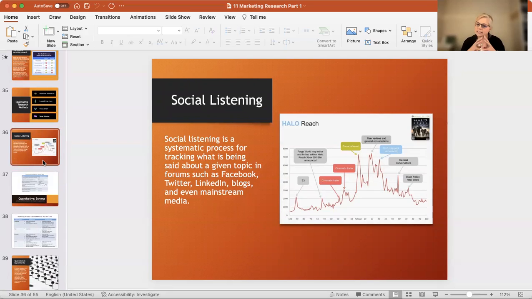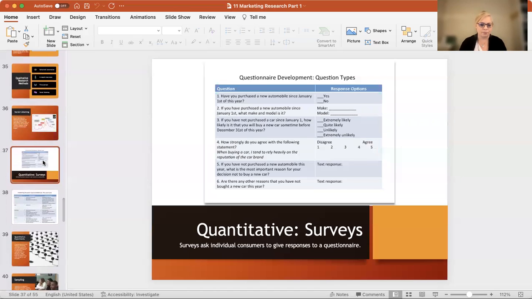Social listening. This is the systematic process for tracking what is being said about a given topic. We'll look at things like Facebook, Twitter, LinkedIn, blogs, and even mainstream media. Over the last little bit, you've seen a lot of social listening on a lot of different things. For example, you might see it on a movie, or a celebrity takes a certain action. You will see all of those sort of things.